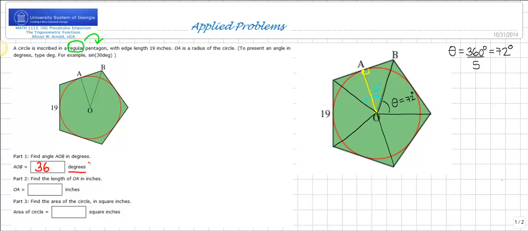Okay, now if you want to find OA, noting that the entire side length of this regular pentagon was given to us as 19, we note from geometry that when we drop a perpendicular between two equal sides, we also bisect the base. Okay, so each of these are half of 19. Okay, and you can notice that if you want to find OA as far as the triangle goes, and let's draw it again here.